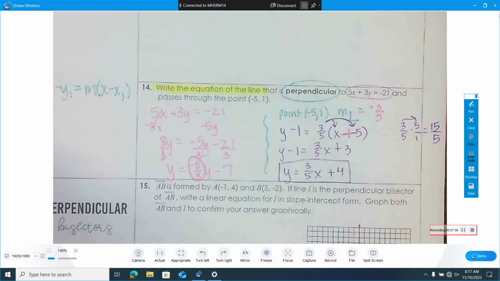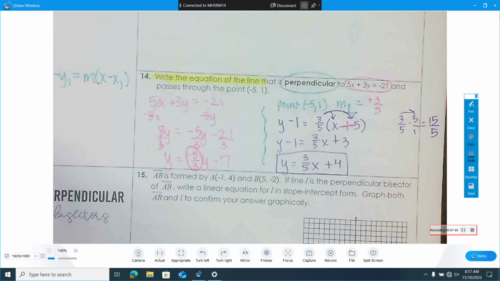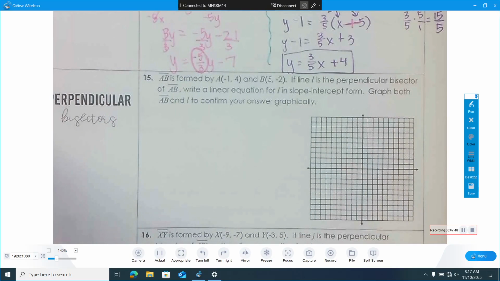Okay, any questions of those? Pretty easy, right? Not too shabby. Okay, great. So now we go to perpendicular bisectors. Woo, baby.